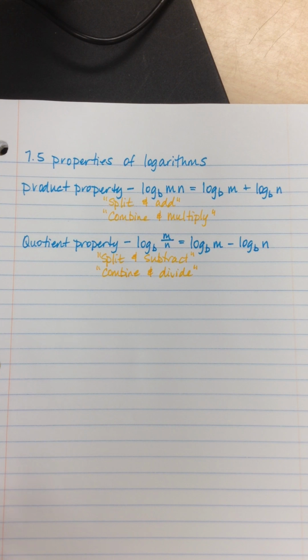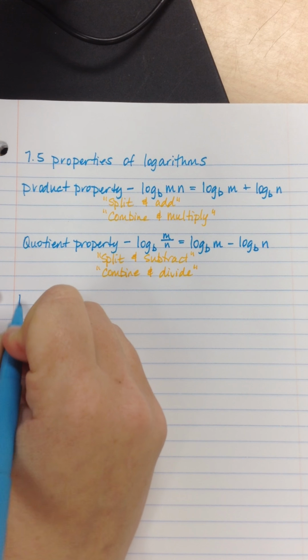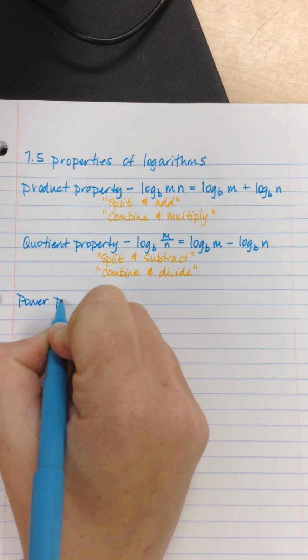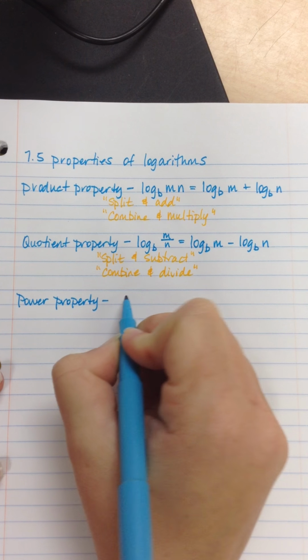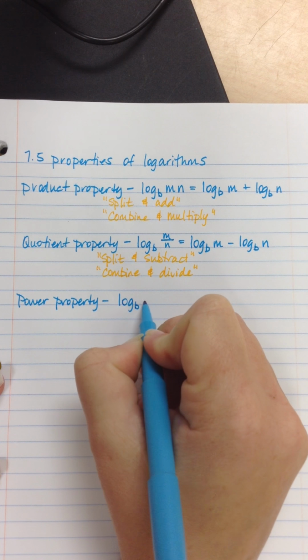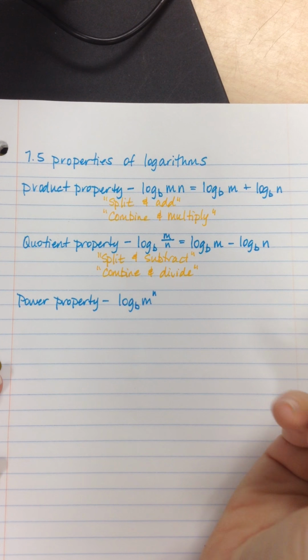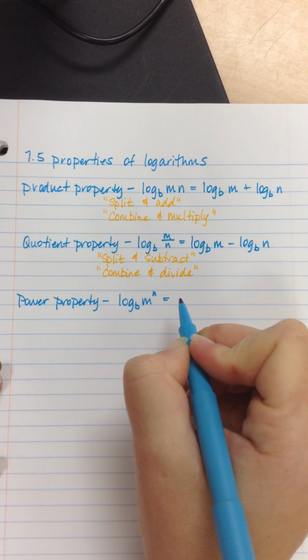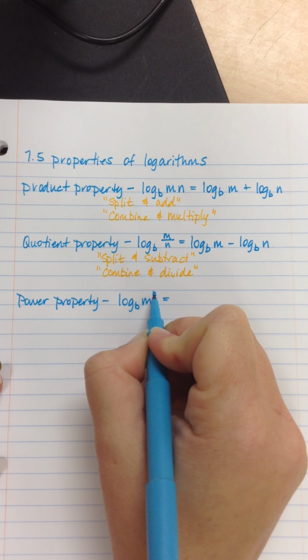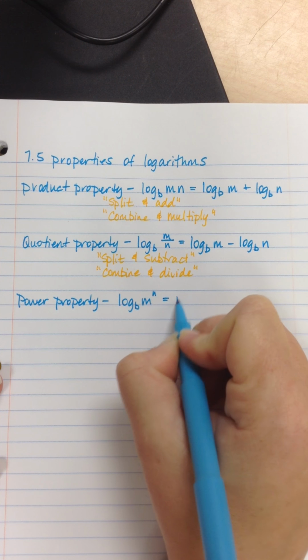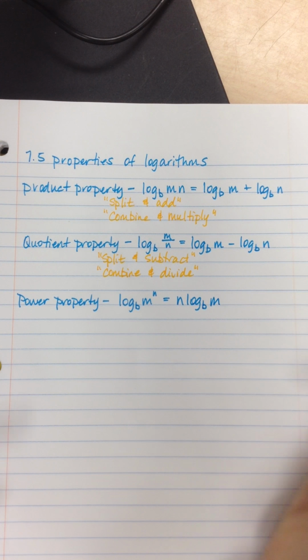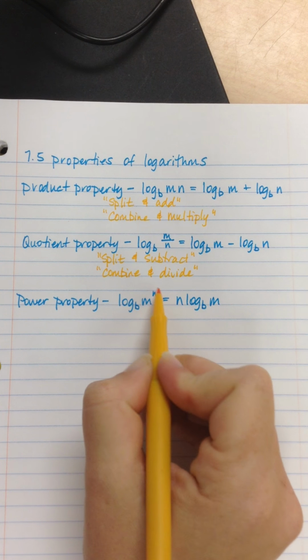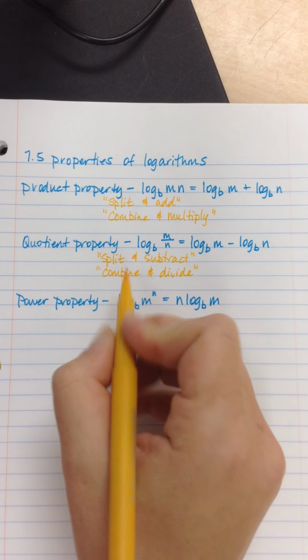Okay, the last property we have is the power property. Power property looks like this. We have a log base b of m to the n power. And whenever we have that, it is the same thing as taking the exponent and moving it to the front. So it could be written as n log base b of m. So basically, if we have an exponent, it can be moved to the front. That's our first option.